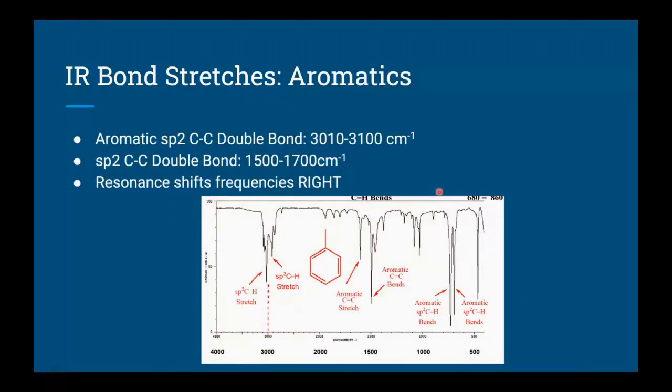Next, we also have aromatics, and this is again where we see that resonance really take action and cause these carbon-carbon double bonds to shift to the right to a smaller number. You'll see a peak around 1500 and 1700. Generally, you have a very large peak around 1500 that should set you off. That's an aromatic. It's probably benzene for you right now. So that's one that's really important to remember.